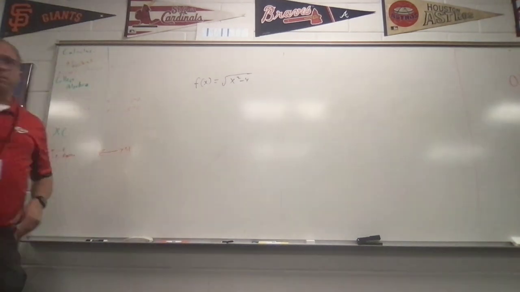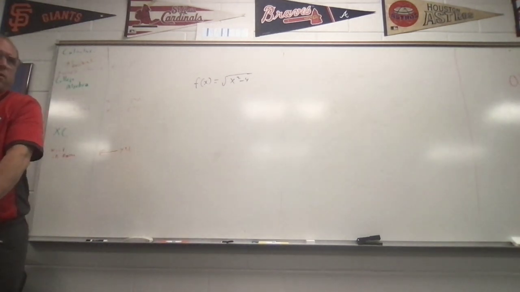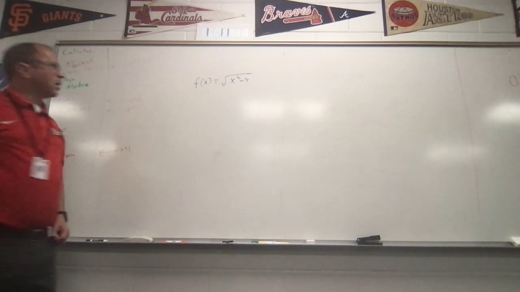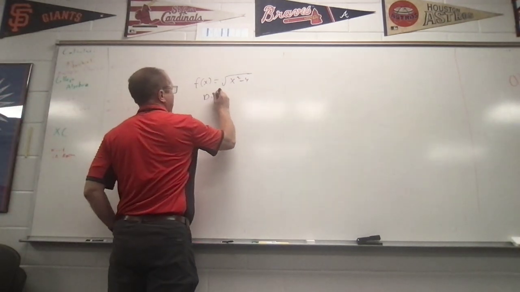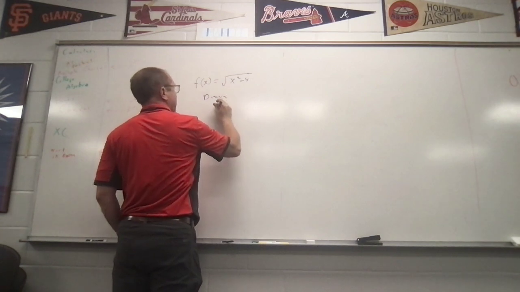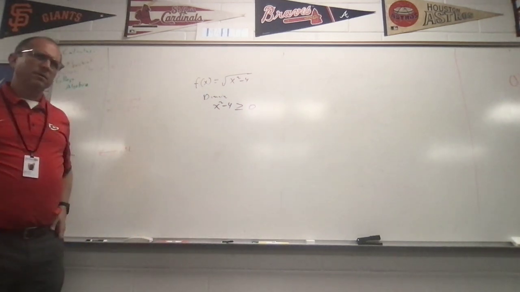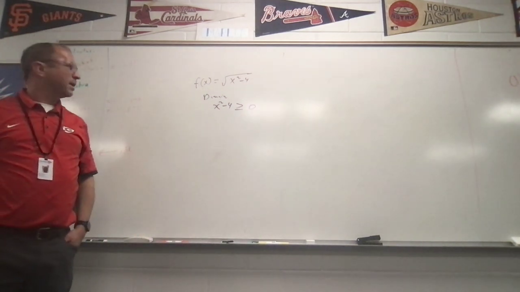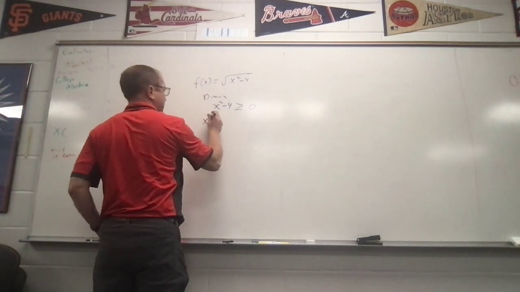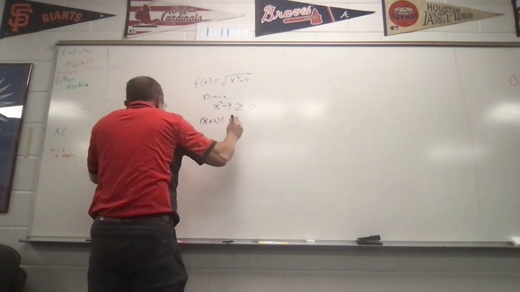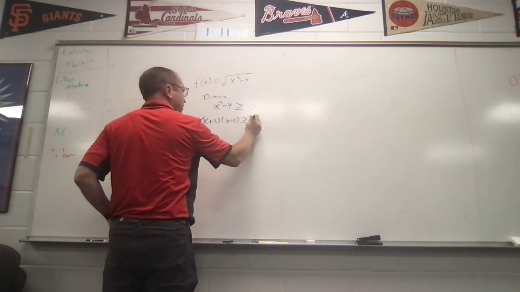Now, what do we know has to be true underneath a square root? It can't be negative. It can be 0, right? So I know if I want my domain of this, then x squared minus 4 has to be greater than or equal to 0. Well, what do I have now? I have a quadratic inequality. So this becomes x plus 2 times x minus 2 is greater than or equal to 0.